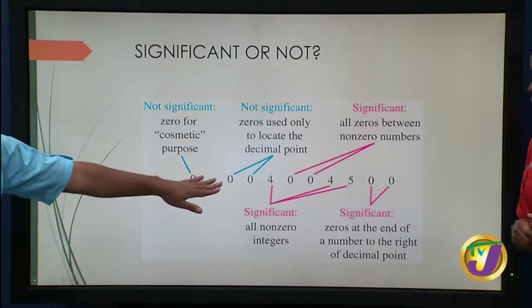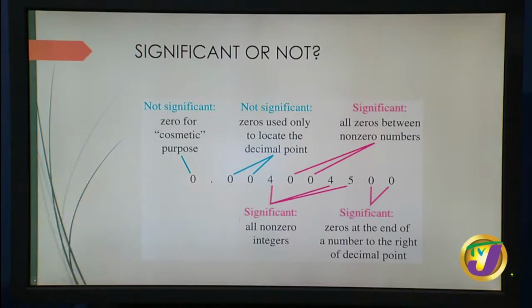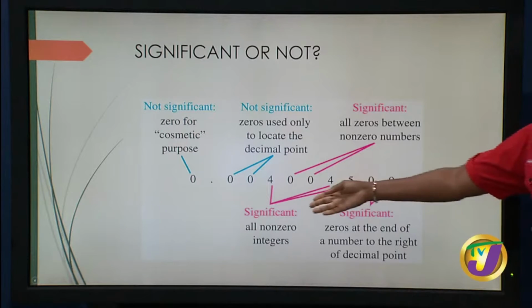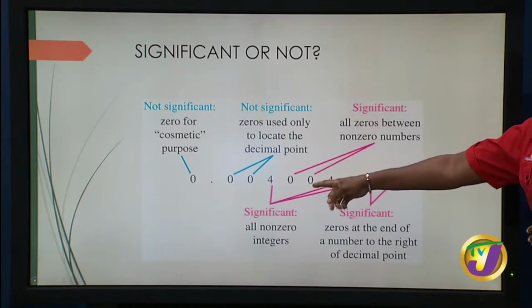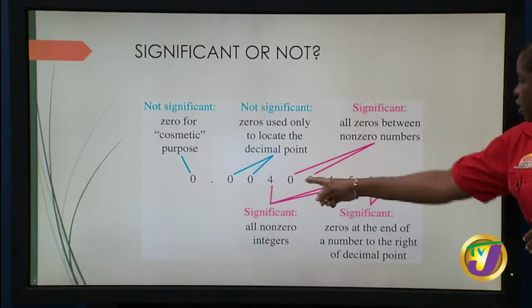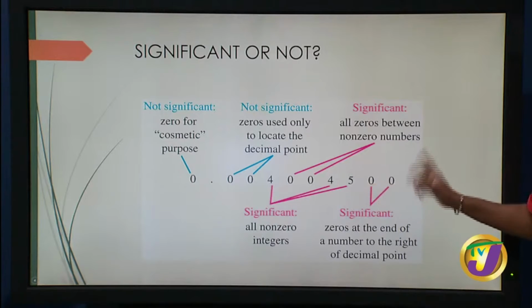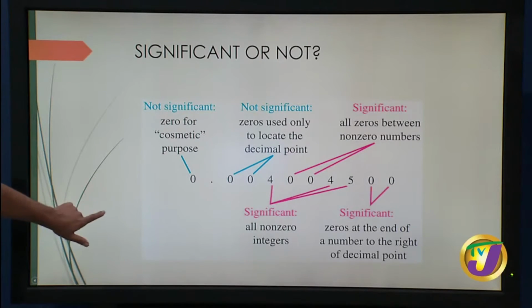Next, as we had discussed before, the other leading zeros also really don't affect the value of the whole number. They're not significant in this case. Right. And in here also, these zeros between these two non-zero digits would be significant. And these two at the end, as you had mentioned before, are significant. Yes.